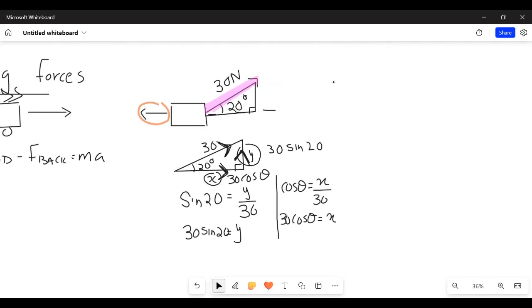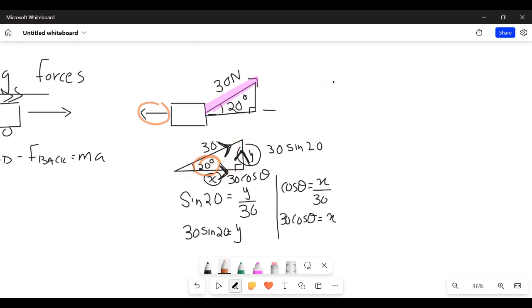So what you need to remember is that this line is opposite to the theta, so this will be the sine component. And this one, the adjacent one, is always going to be the cos component.